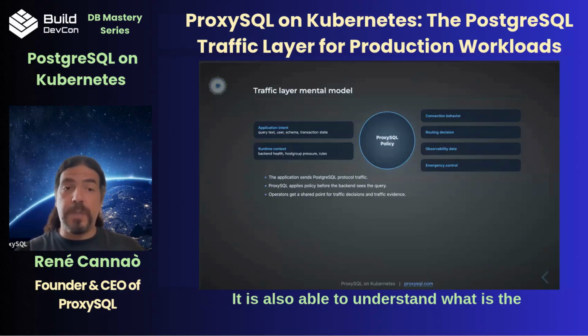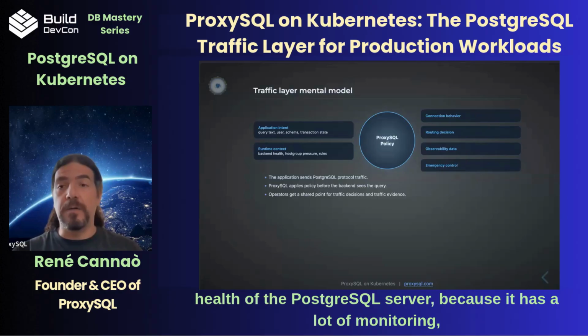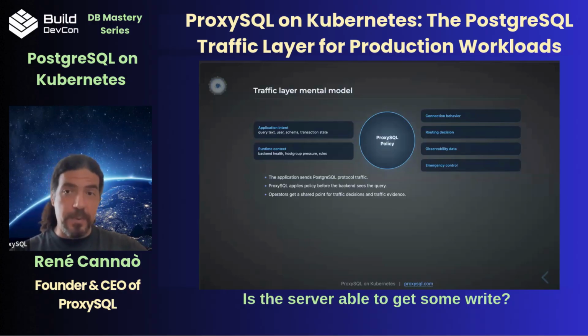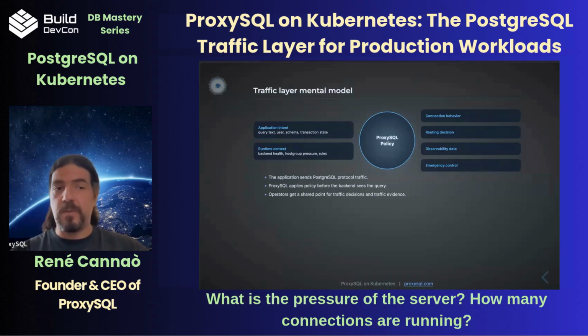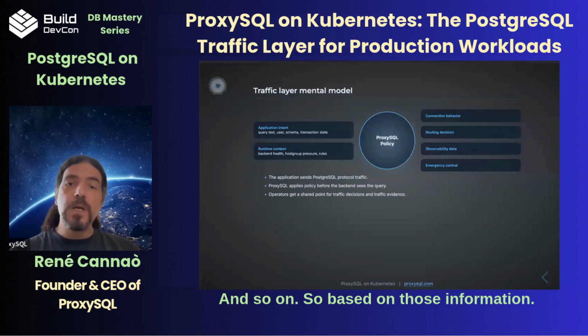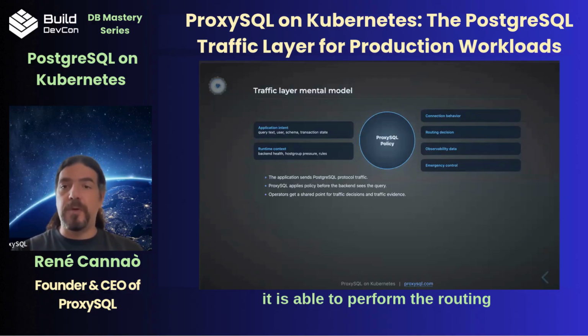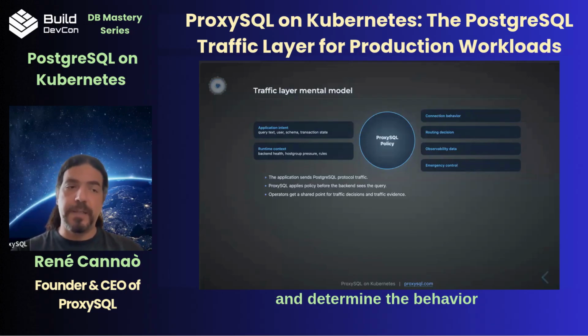It is also able to understand the health of the Postgres server, because it has a lot of monitoring, and thus it understands the health of the server. Is the server able to accept writes? What is the pressure on the server? How many connections are running, and so on. So based on that information and all the internal rules that you have configured, it is able to perform the routing and determine the behavior of the various connections.